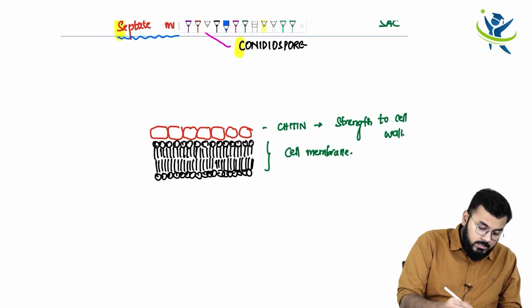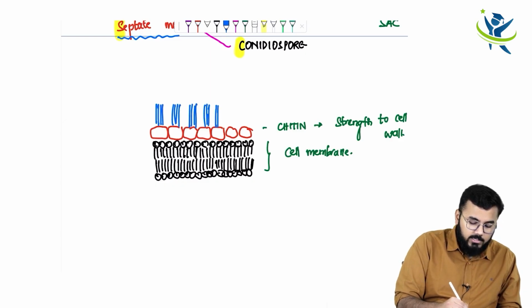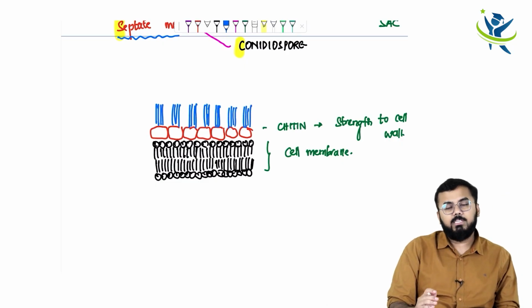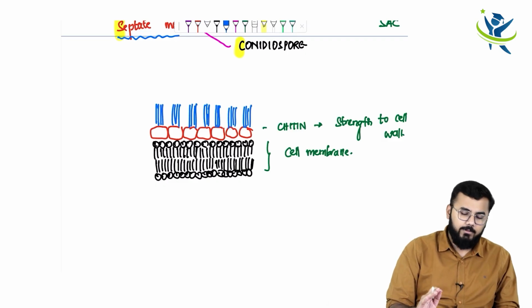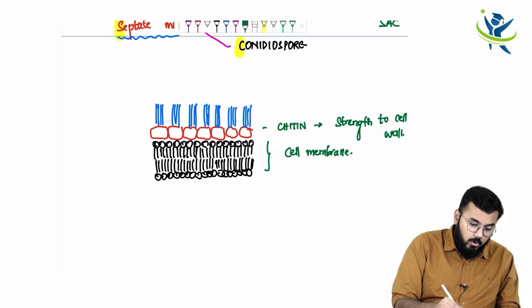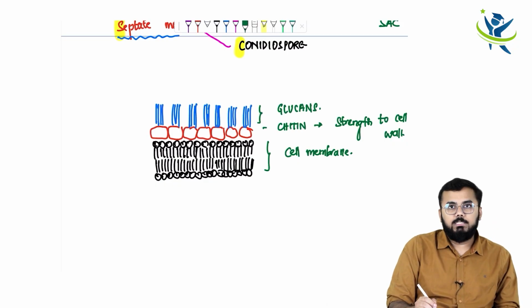Next, just above this chitin, you have some glucose molecules like this. These glucose molecules are in the form of strands. It looks like these glucose molecules are maintaining the structural stability of the cell wall, same as chitin. So these molecules are called glucans.